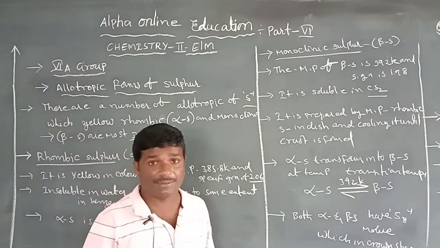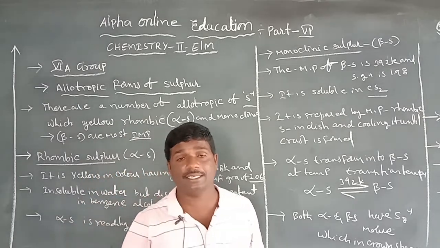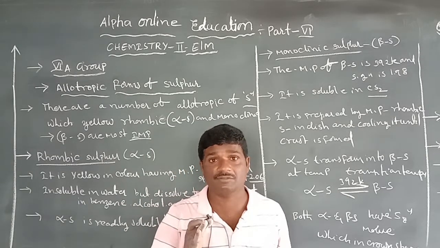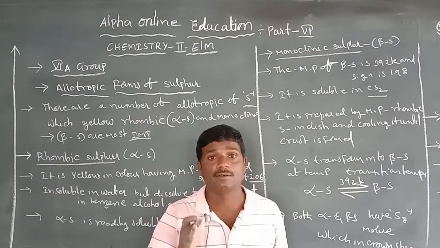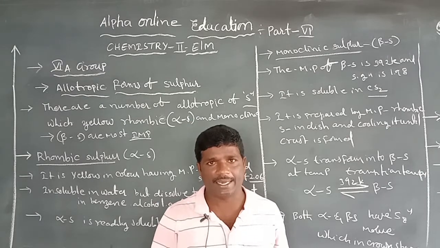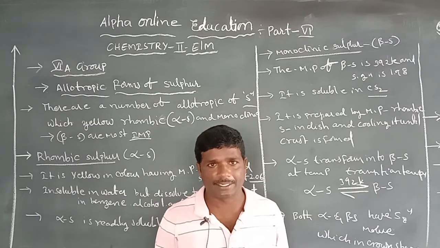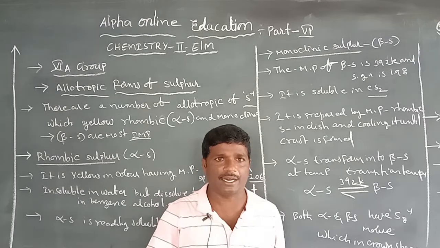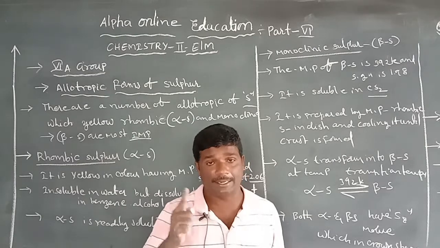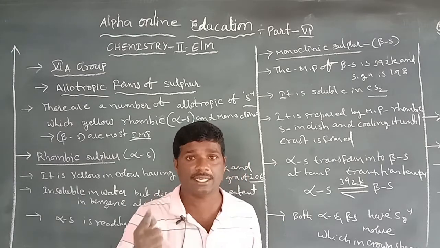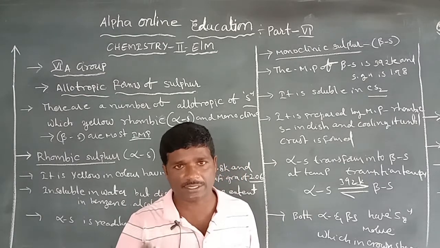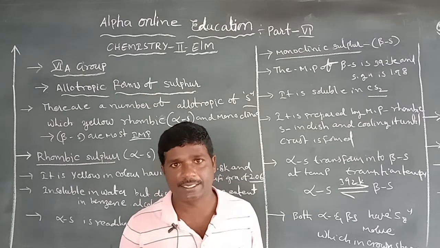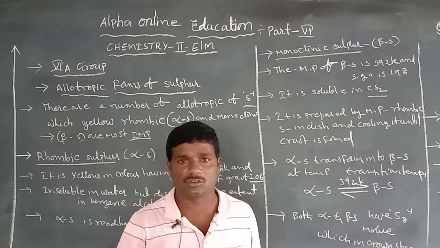Allotropy means the phenomenon of the existence of elements having more than one physical form or physical property while having the same chemical property. It is also called allotropy.